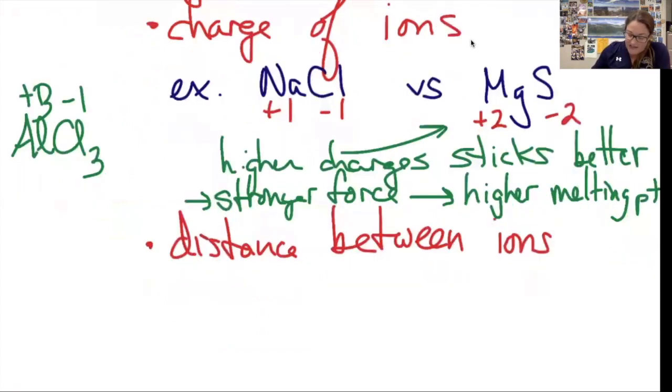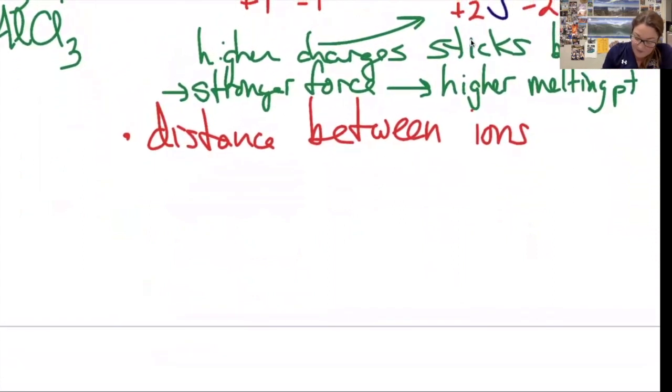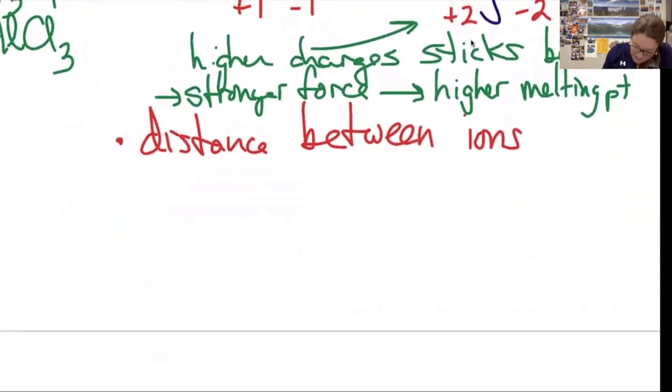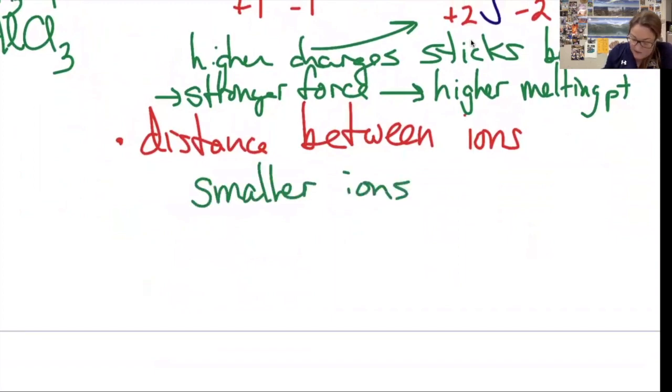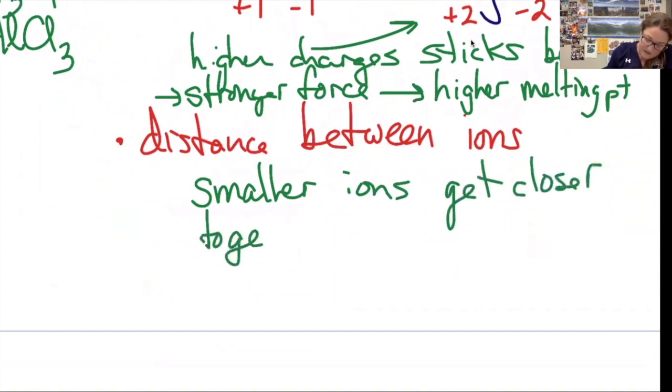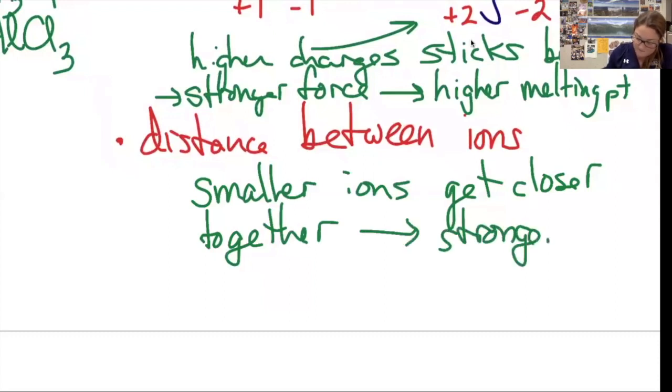The next thing we look at is the distance between the ions. I could elaborate on this by saying smaller ions can get closer together, which is going to give us a stronger attractive force. And a stronger attractive force will also correlate with like a higher melting point or something like that. It's the same as the analogy we use with how electrons are held by a nucleus. The closer they are to the nucleus, the more strongly they're held. So here we would be looking at ionic radius.